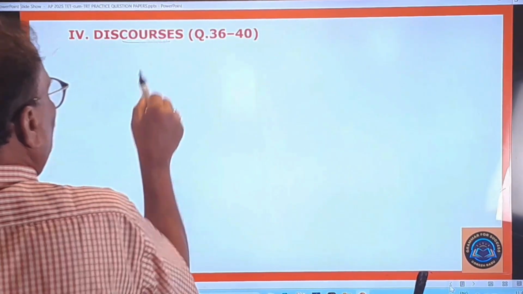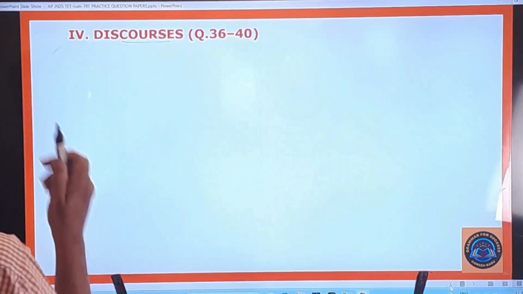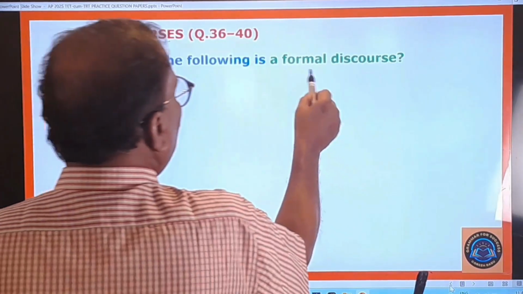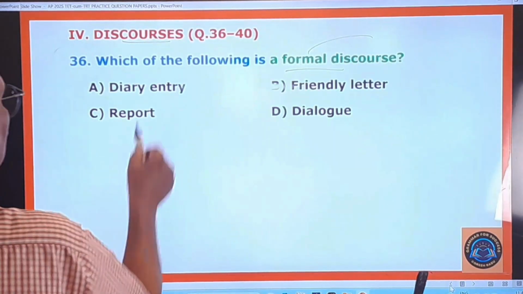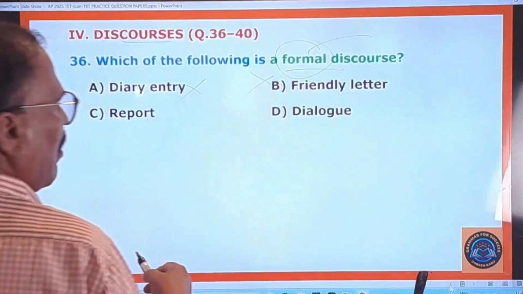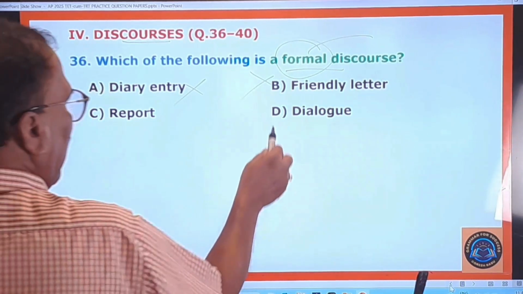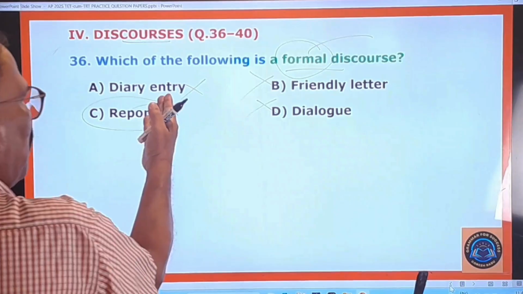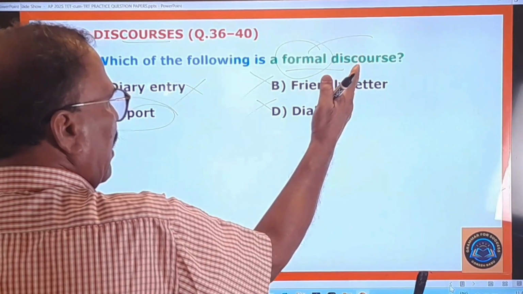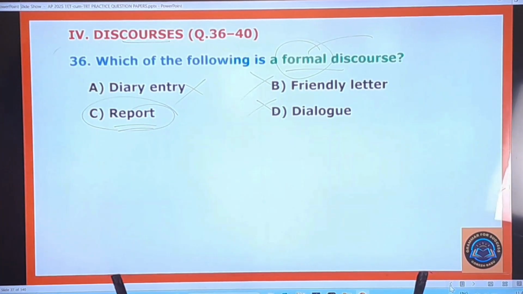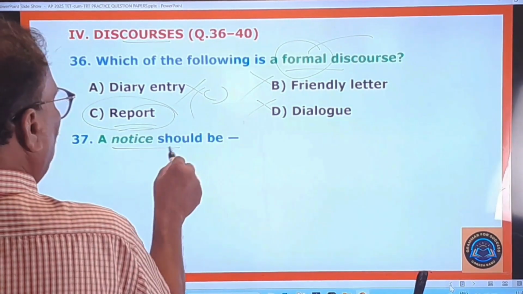Fourth part of this question paper: discourses, connected speeches or writings. So they are called discourses. See here, you pay attention. Which of the following is a formal discourse? Diary entry, no, it's not a formal discourse. Friendly letter, not. Formal means according to the formalities. And dialogue, no. So only report is a formal discourse, means formal writing. Diary is not a formal writing, a friendly letter is not a formal writing, dialogue is not a formal writing, but report is a formal writing and therefore C is the right one.